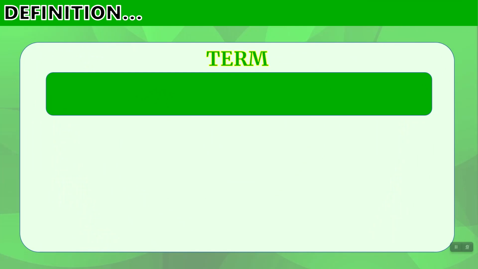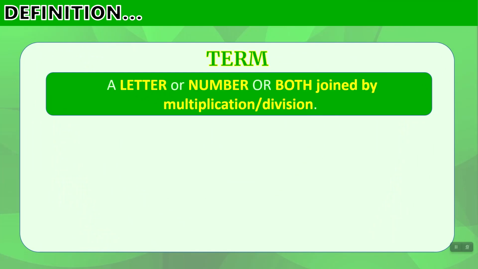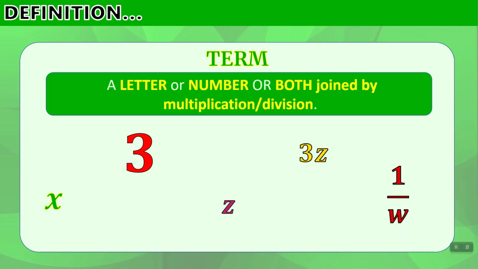Let's look at the word term. A term is a letter or a number or both joined by multiplication or division. So here is x, that is a term. The number 3 is also a term. It's a number. The letter Z, that's a term. 3Z really means 3 times Z, but it's a term. 1 divided by W, that is also a term.